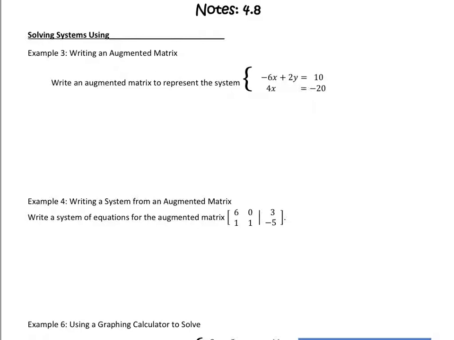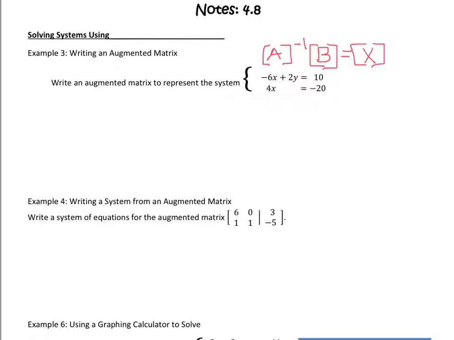So on Friday, we would have solved this first system of equations by making a matrix A out of what numbers? -6, 2, 4, and 0, and then putting it to the -1 and multiplying it by matrix B. And what would matrix B have been? 10 and -20, and it would have spat out our answer, which would have been X and Y, correct?